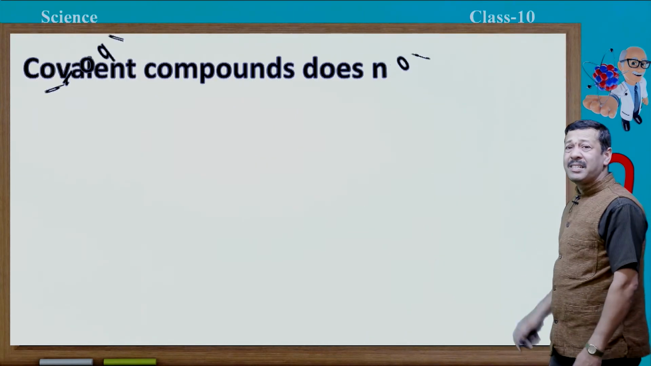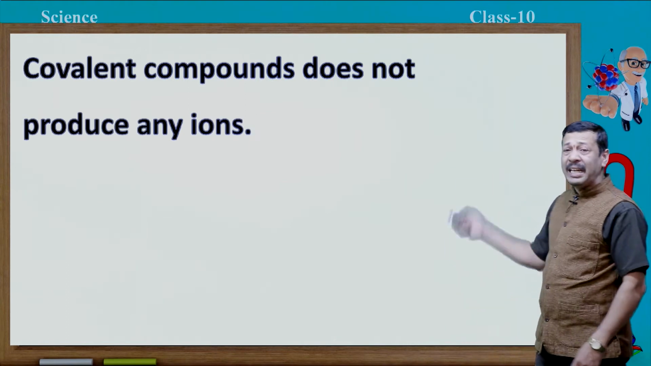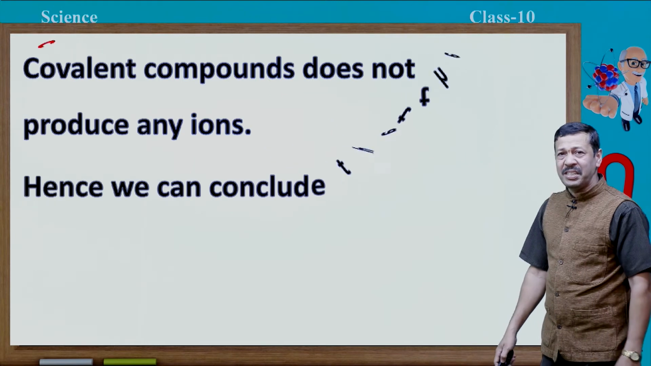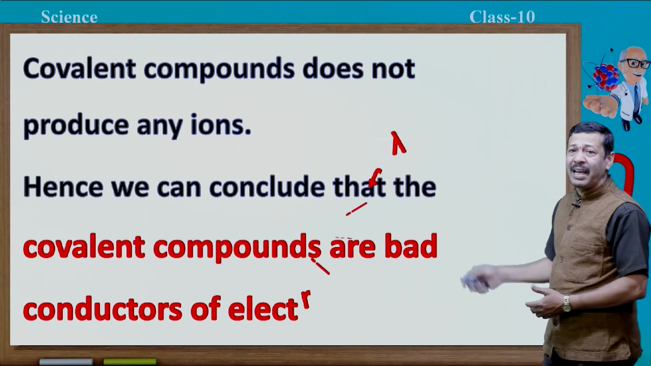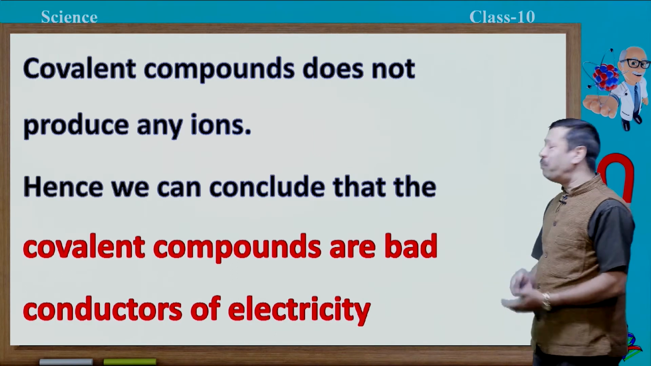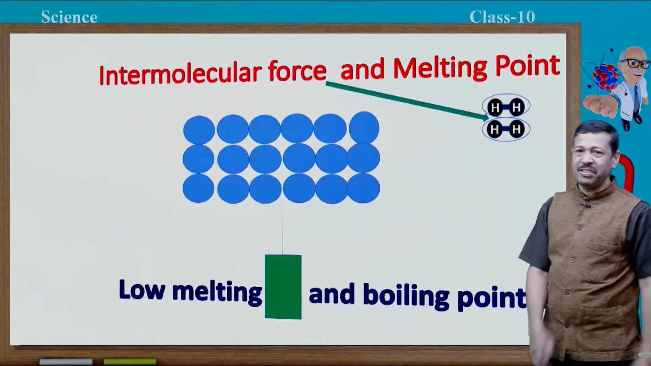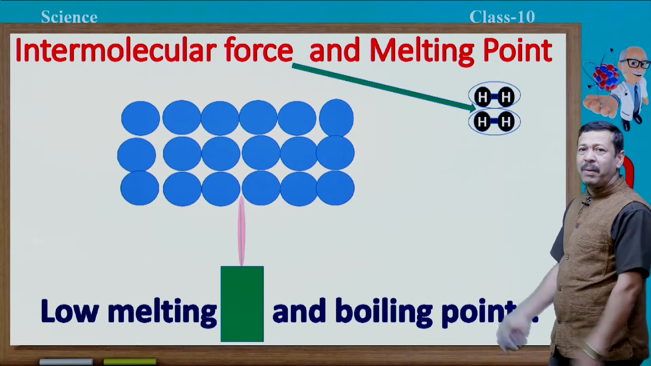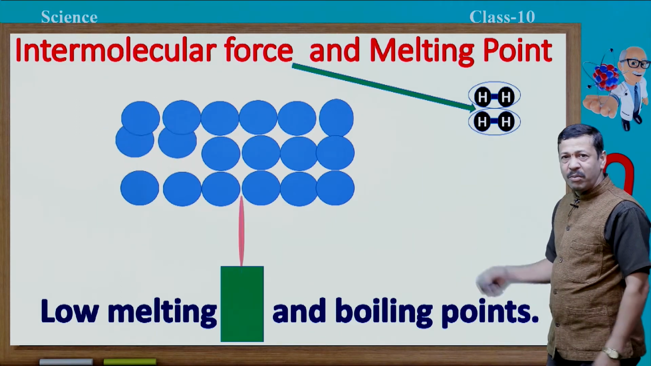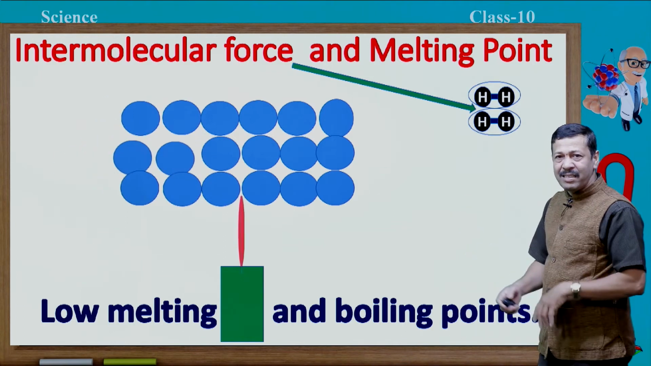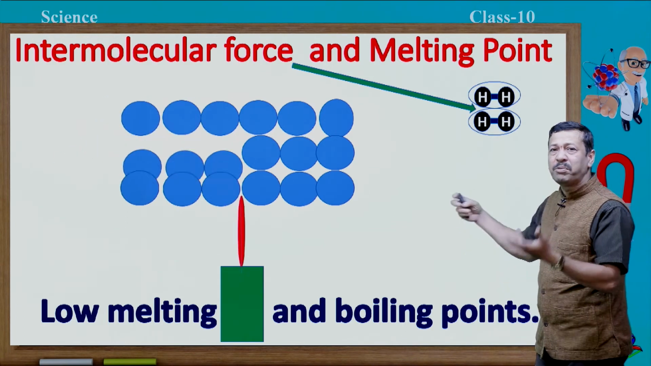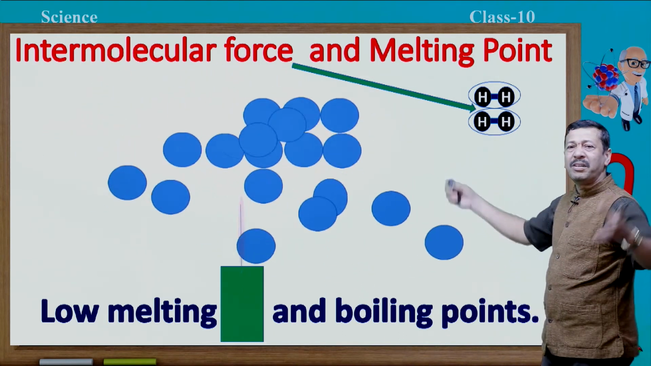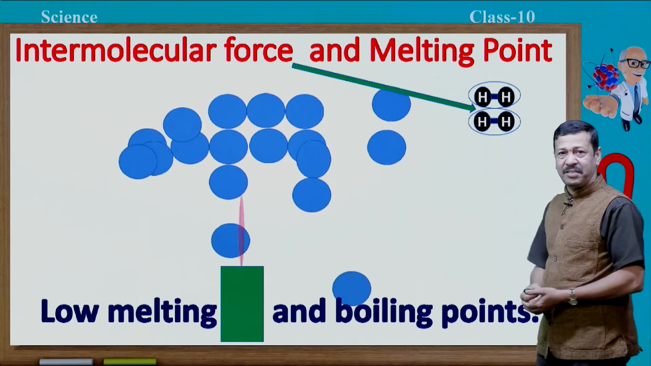The covalent compounds do not produce any ions. That's why there is no conduction of electricity. That's what you saw in the previous slide. Hence you can conclude covalent compounds are bad conductors of electricity. Now what about the melting point? See this animation. Slowly when you apply the temperature, the molecules start to vibrate. As a result, the melting of the solid takes place. When you increase the temperature, now they start to move randomly. This is the gaseous state.